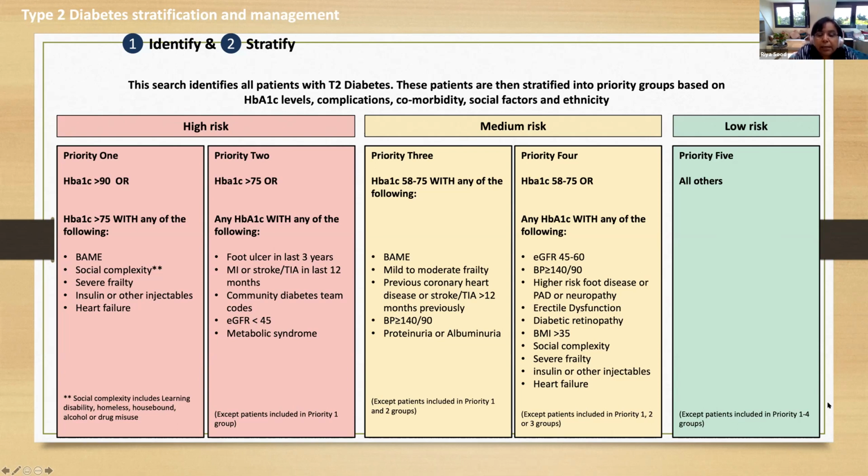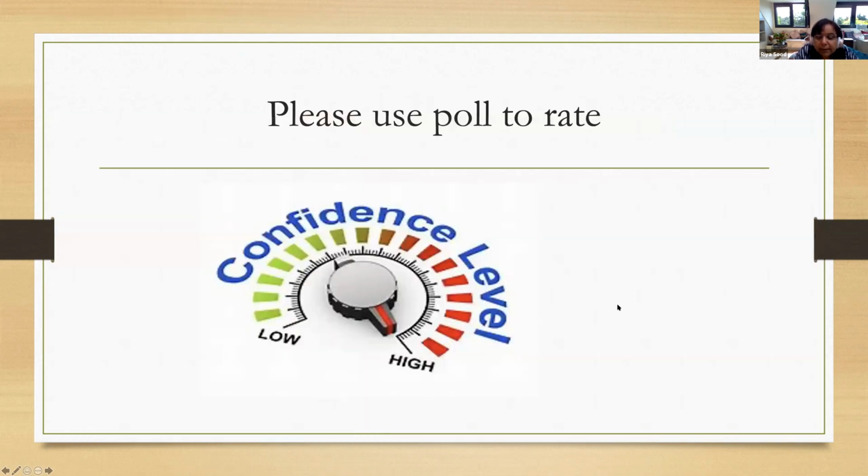So I hope that's clear in terms of the pathway and where you will be doing the low risk one. So I'd like you now to just use the poll function, which Paul's going to just put up, to rate your confidence in managing diabetes. I don't expect you to use medium and high risk as the baseline.